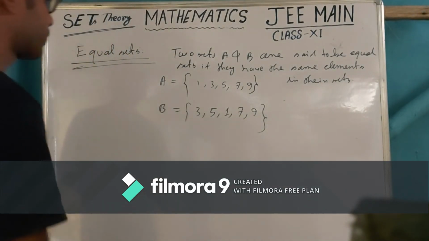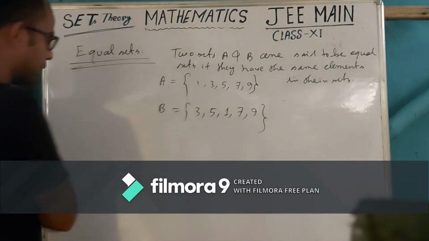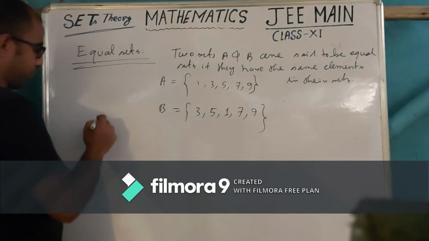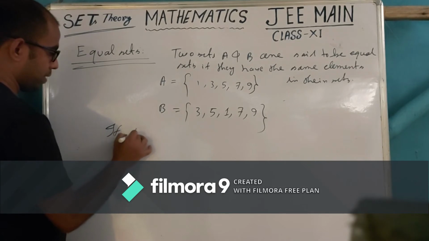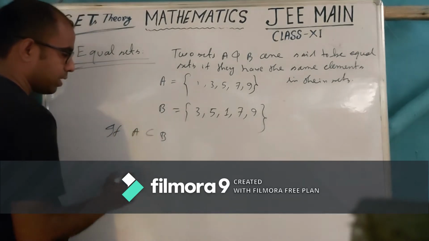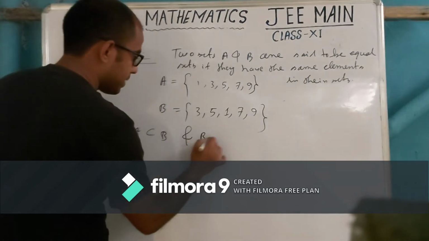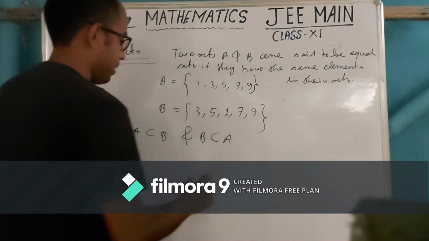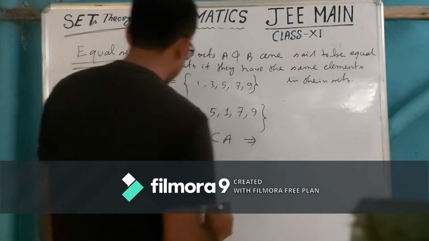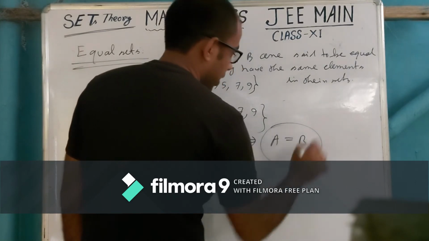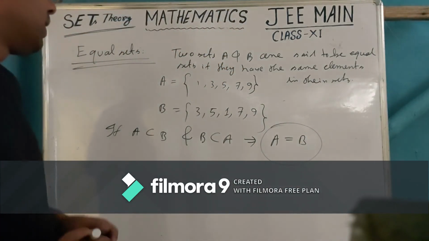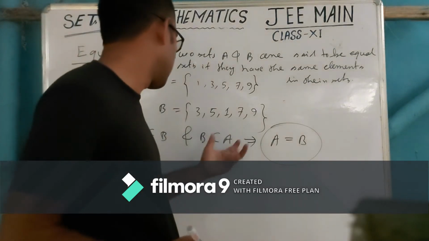So another way to define two equal sets: if A is a subset of B and B is a subset of A, vice versa, we say that A equals B. That means these two sets are called equal sets.